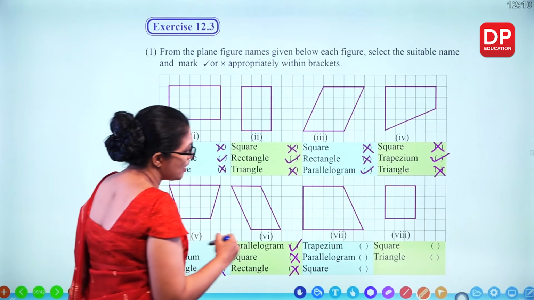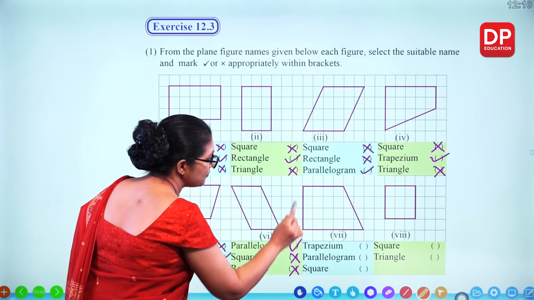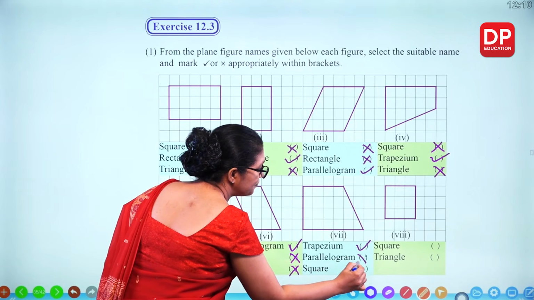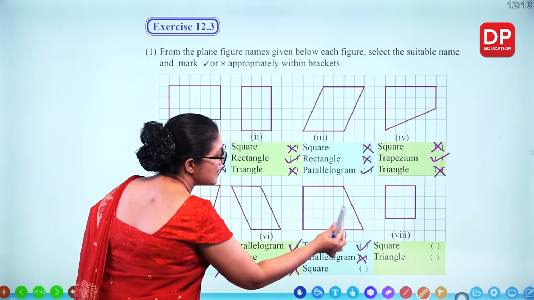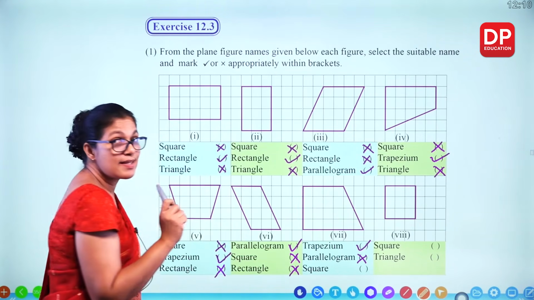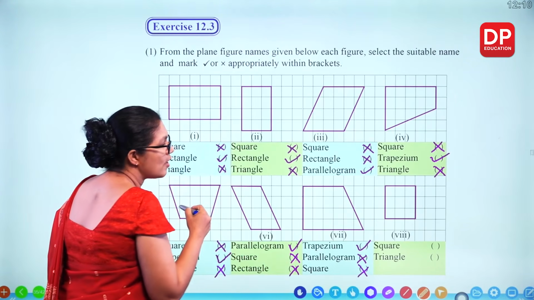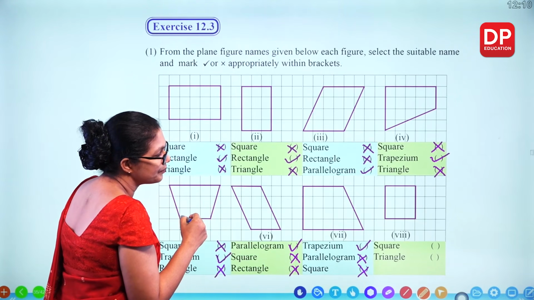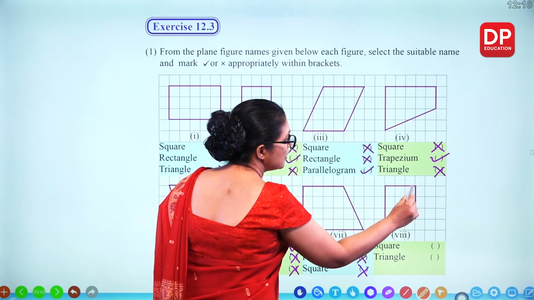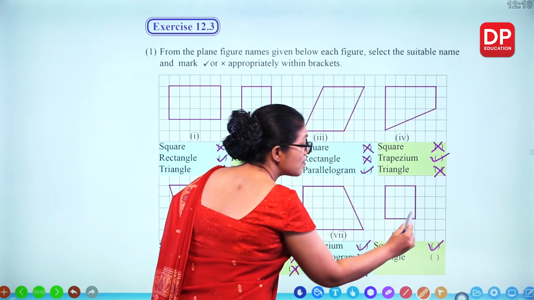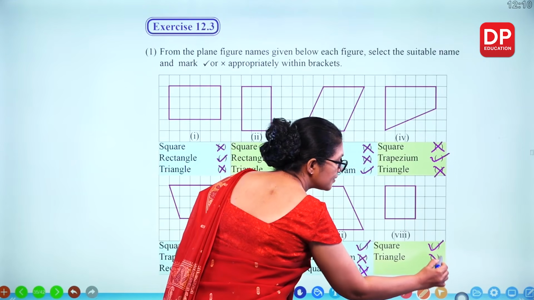So what about this one? Trapezium. So this is a trapezium, not a parallelogram. The gap between both sides is not equal there. Angles are not 90 degrees. Here, all sides are equal. So it's a square and this is a quadrilateral, not a triangle.